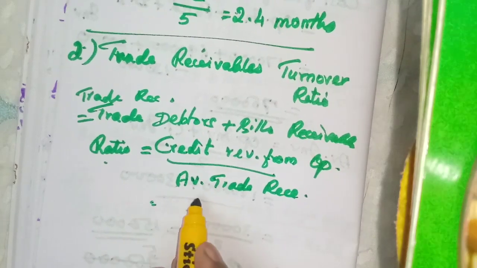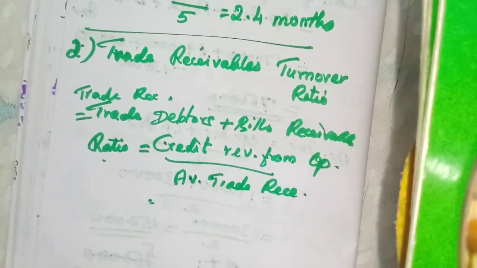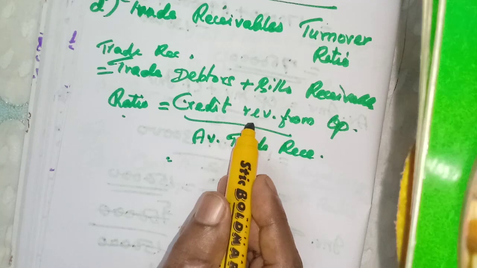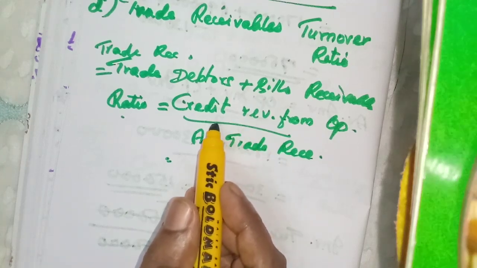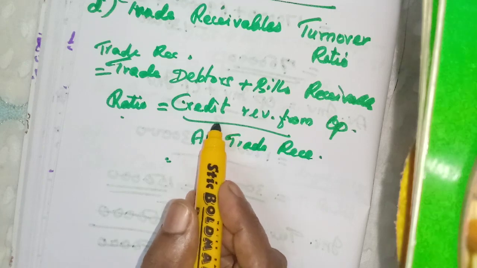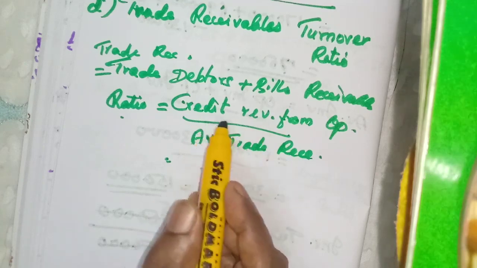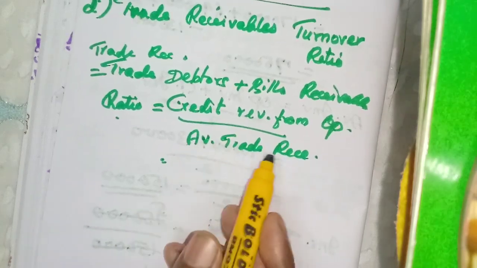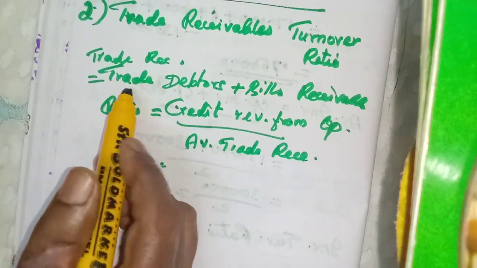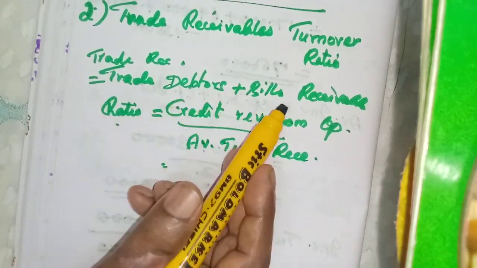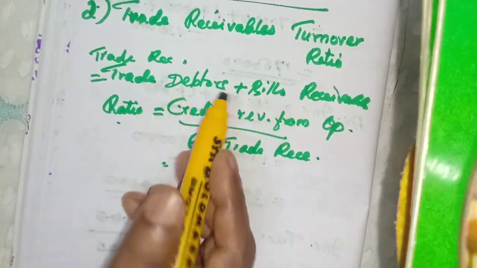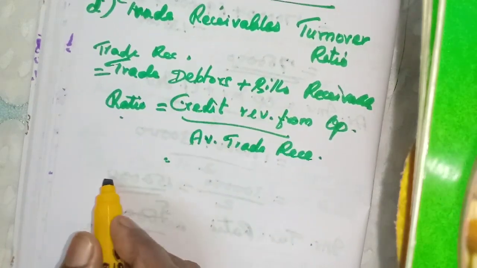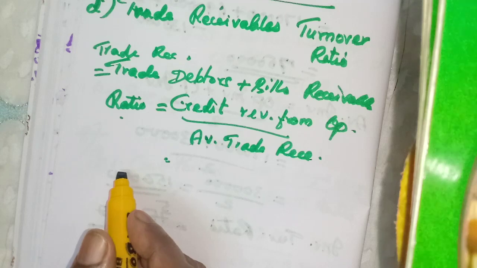Here credit revenue from operation, that credit sale we have to calculate. If they have given total sales and cash sales, we can deduct the cash sale from the total sale. That is the credit sales divided by average trade receivable, that is opening trade debtors and bills receivable plus closing trade debtors and bills receivable divided by 2. So that we need to calculate.